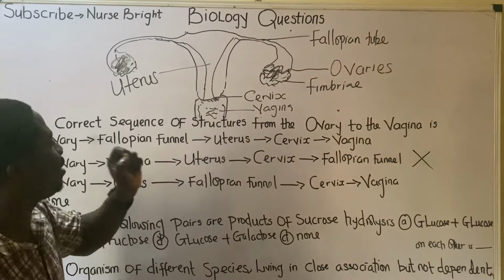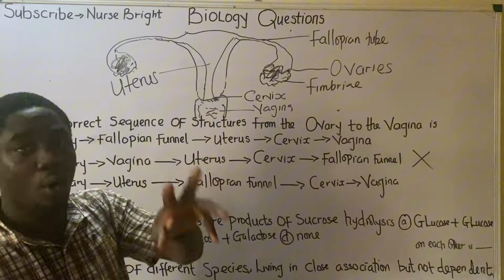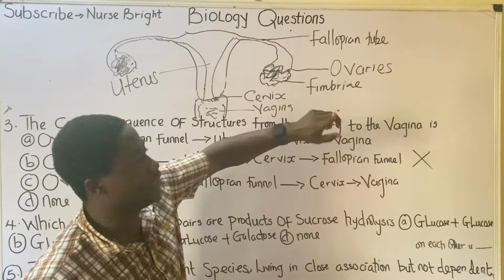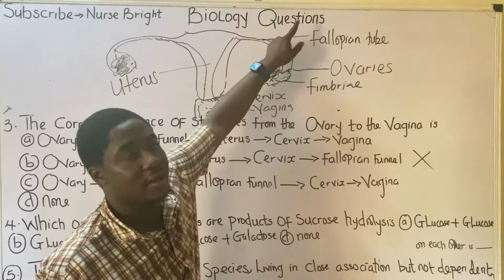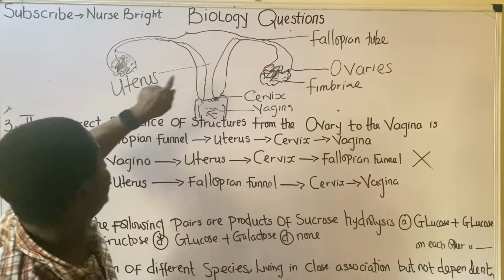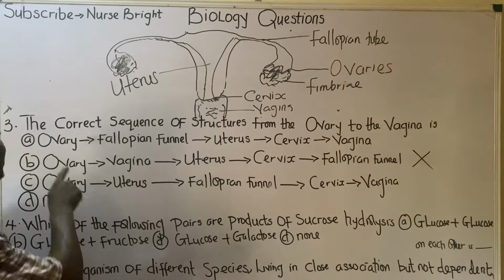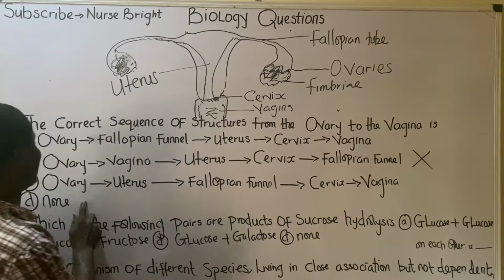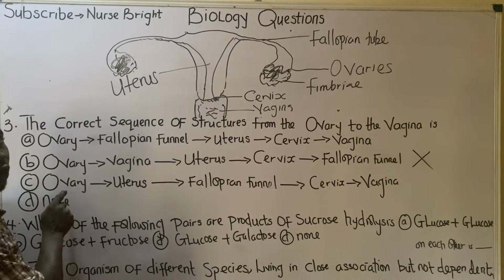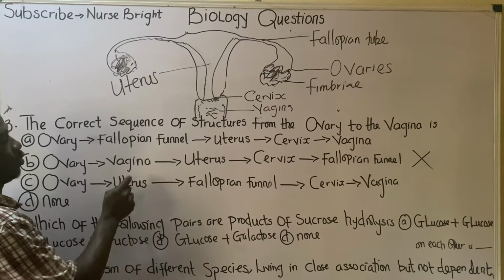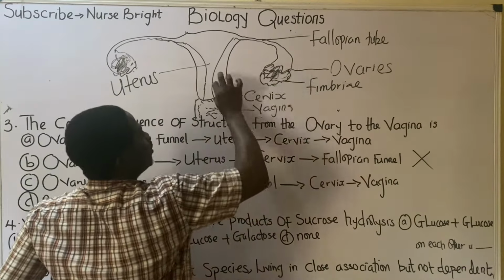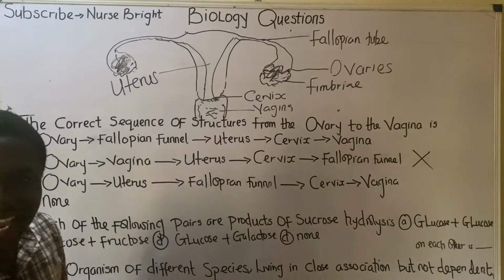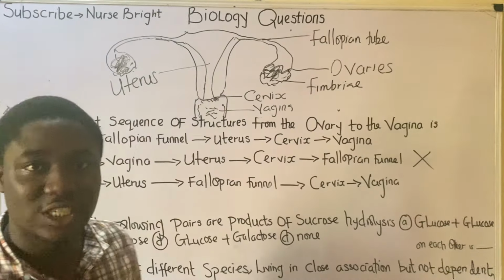Then I said that the correct sequence of structures from the ovaries to the vagina is what? Look at the diagram. Ovary first, fallopian tube, uterus, cervix, vagina. Option A: ovary, fallopian tube or funnel, uterus, cervix and vagina. Is it option C? No. Option C is ovary, uterus. Can we just jump from ovary to uterus? No, we have to pass through the fallopian tube. So the answer to this question becomes option A. I believe it is clear. It is actually very easy.